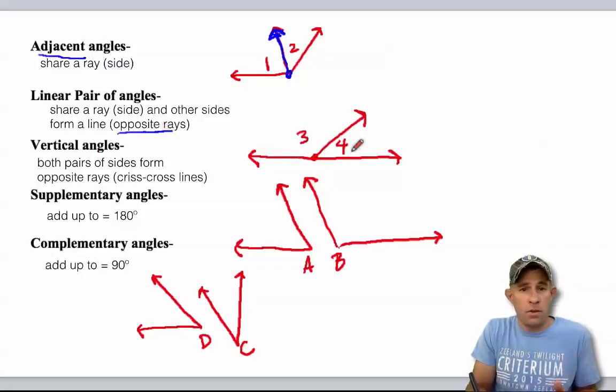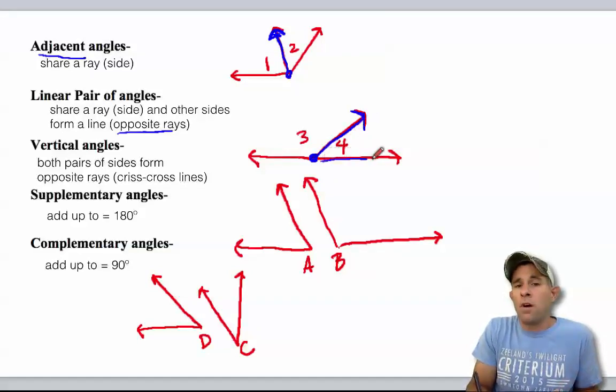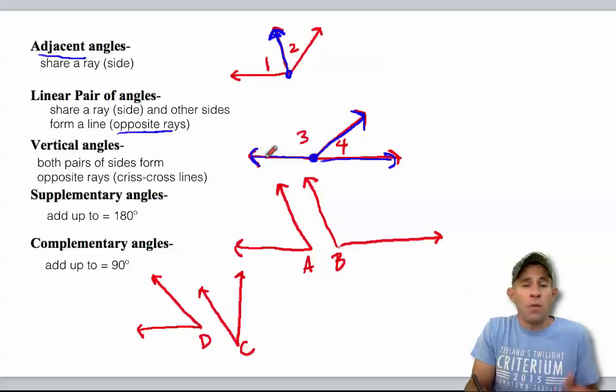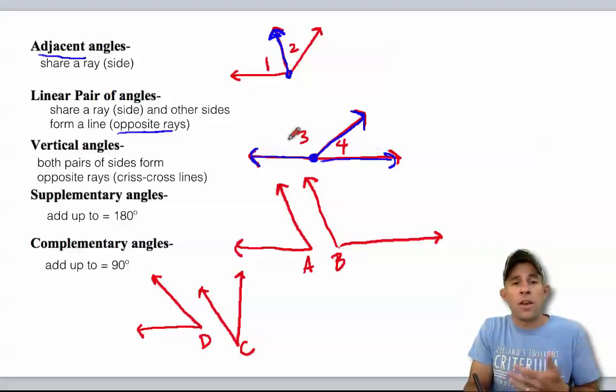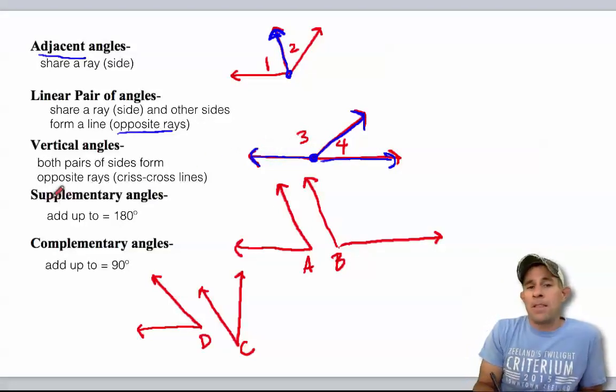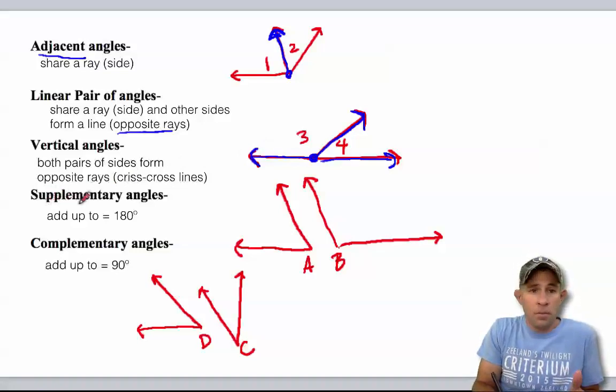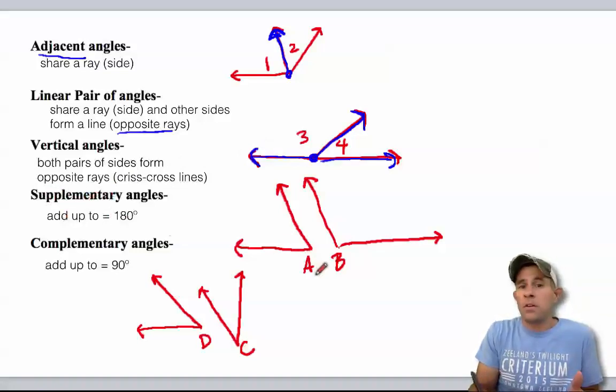So check out angle 3 and 4. They are adjacent because they share this ray, and there are two other rays that go off in opposite directions and form this straight line. And we're going to come to call that supplementary. In other words, it forms a straight angle. All right, the next pair of angles are called supplementary angles, and they add up to equal 180 degrees.